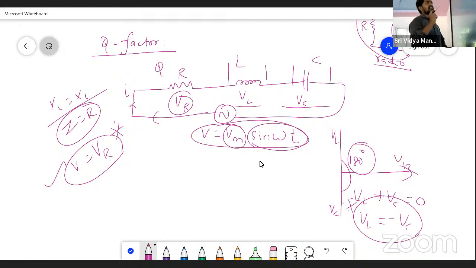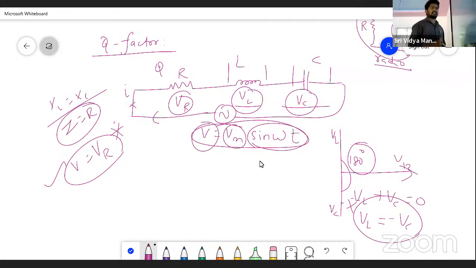See, when we reach the resonance condition, the voltage across VL or voltage across VC is much greater than the applied voltage. It's a very important condition. That's why the resonance RLC circuit is called a voltage multiplier or voltage magnification circuit.